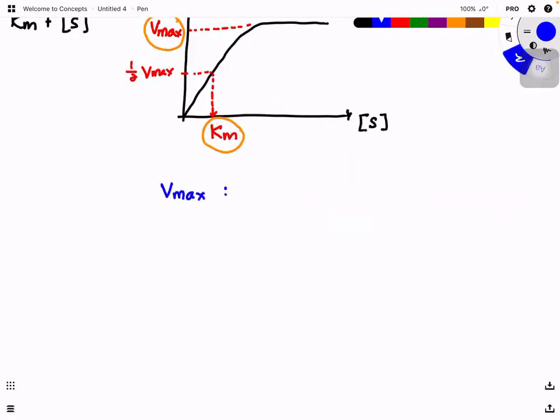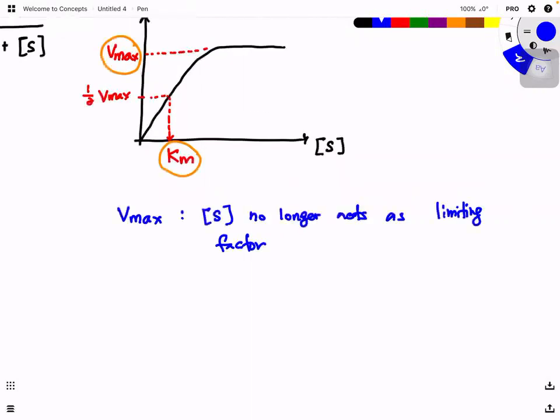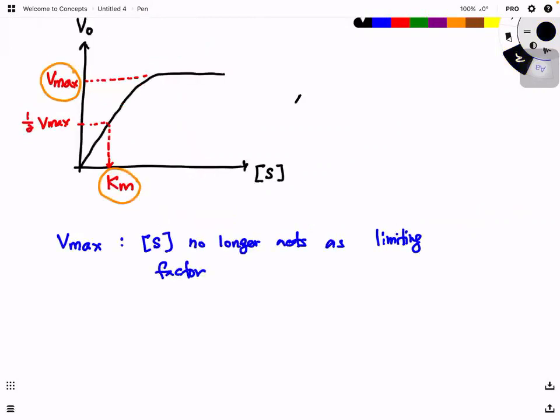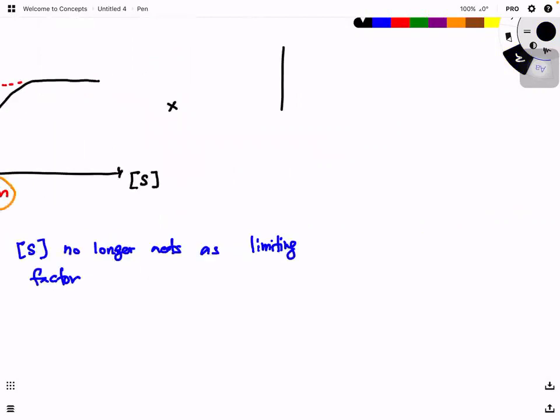when Vmax occurs, substrate concentration no longer acts as a limiting factor. Correct. So only when substrate concentration no longer acts as a limiting factor can we claim Vmax. So the question here is, how high is the substrate concentration? How high does it have to be for us to define it as very, very high, until my substrate concentration no longer acts as a limiting factor? In fact, if you carry out the experiment, you won't get this kind of graph. You're going to get this graph.